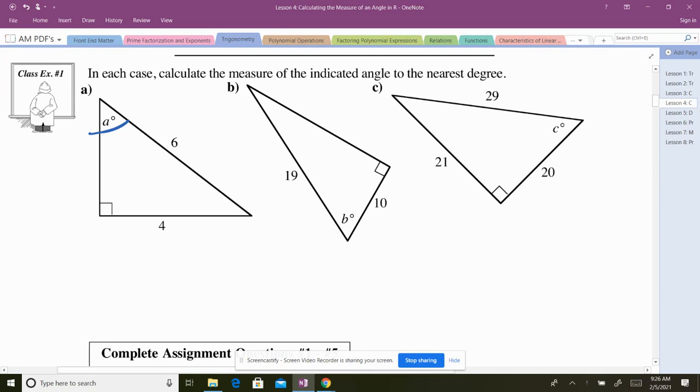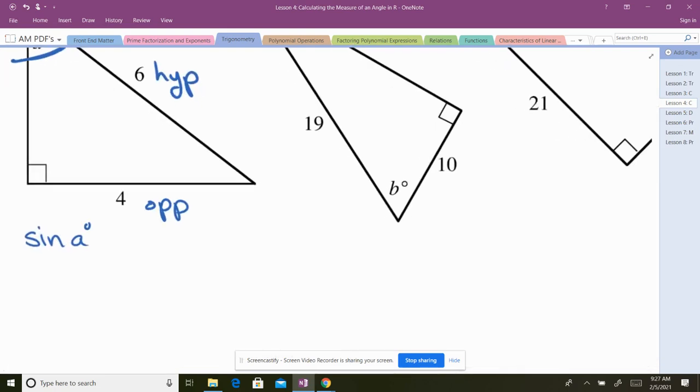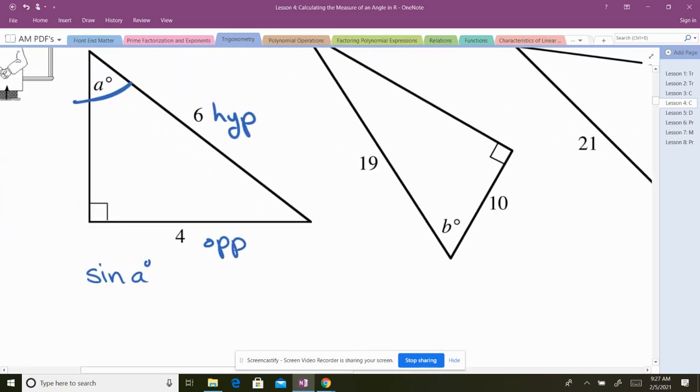From there, what is side 4? Opposite. What is side 6? Hypotenuse. What trig function involves opposite and hypotenuse? Sine. So we go sine of our unknown, A, because the angle always sits in with the trig function, equals opposite over hypotenuse. So 4/6. Are we okay with that?